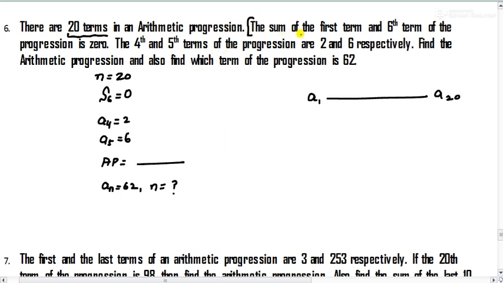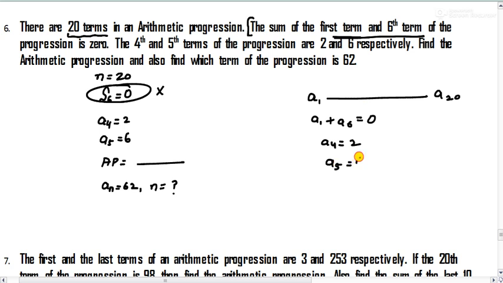After that the question is the sum of the first term and the sixth term. See, it means they have given A1 plus A6, not S6. This data is wrong. That's why you have to read the question properly. The sum of the first and sixth term is 0. The fourth term is 2 and the fifth term is 6, right? Then you have to find the AP. And then the second question, an is 62, find the value of n. Any doubt?